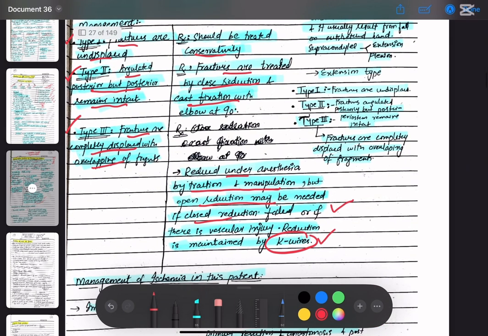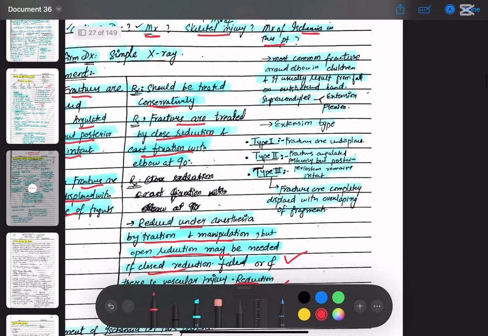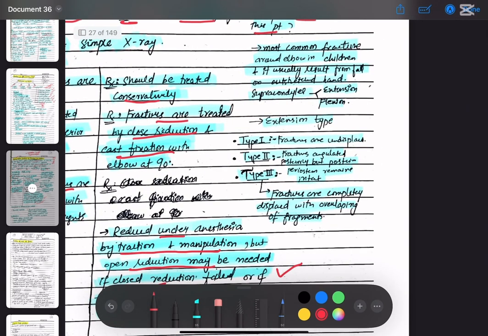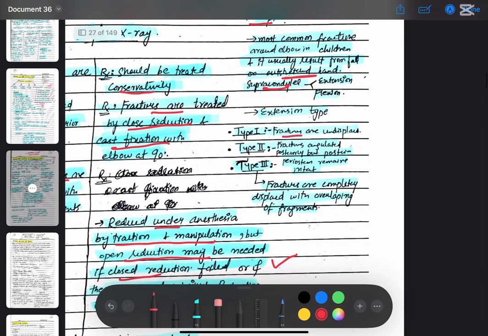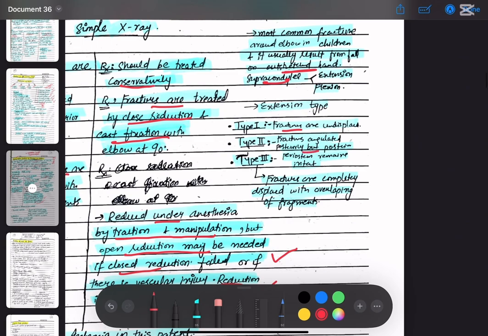Okay. The most common fractures in the elbow are this type of fracture, that is supracondylar, and these are the types. Type 1 fractures are undisplaced, type 2 fractures are angulated, and type 3 fractures are completely displaced.